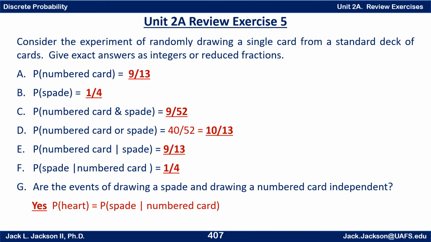Well, let's see here. We want to draw a numbered card. Well, notice that there are 9 numbered cards within each suit. There's a 2, 3, 4, 5, 6, 7, 8, 9, and 10 of each of the 4 suits. Notice that an ace is kind of like a 1, but it actually doesn't have a number on it. It has an A. And then the others are called face cards. They don't have numbers on them either. So 9 times 4 is 36 over 52 is the probability. That reduces to 9/13.